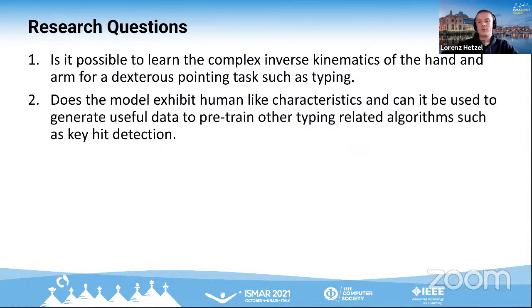So from this problem formulation, we isolate two very specific research questions. The first one is, is it even generally possible to learn a complex interaction task such as typing using the current reinforcement learning techniques? And then secondly, should we succeed, does the resulting model exhibit human-like characteristics? And almost more importantly, can we actually use it to generate some useful data to pre-train other typing-related algorithms, such as key hit detection, for example?